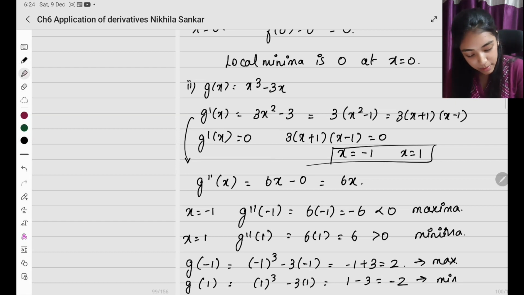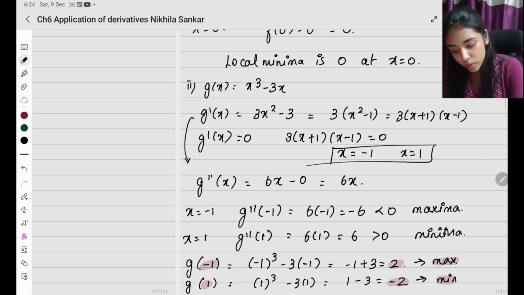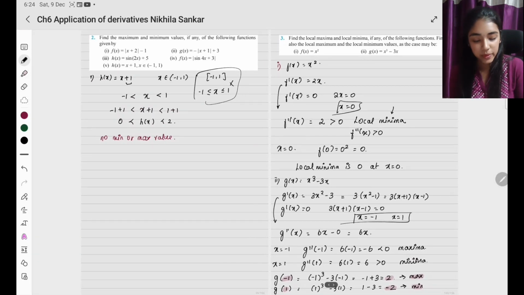So, final answer enna? The maximum value is 2 at x equal to minus 1 and the minimum value is minus 2 at x equals 1. So, this is my final answer. Okay, please copy.